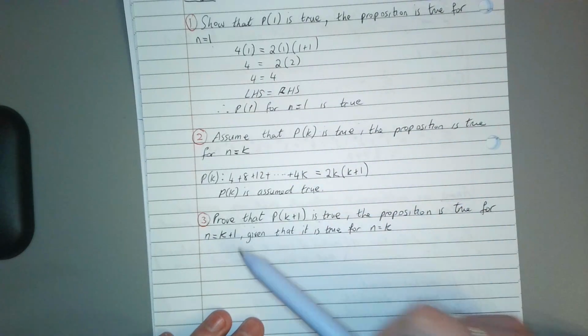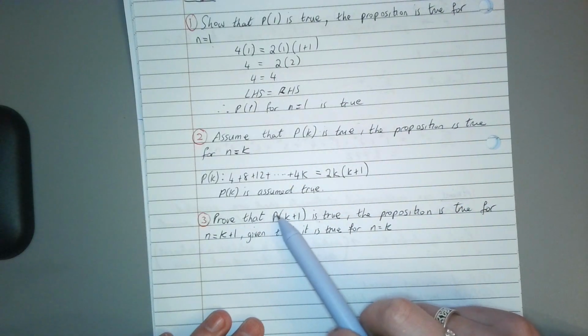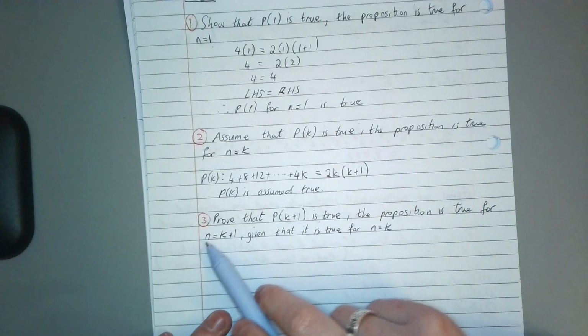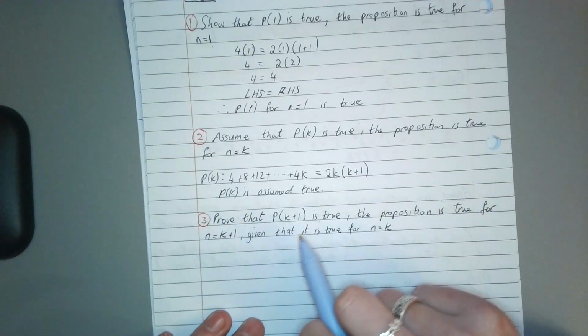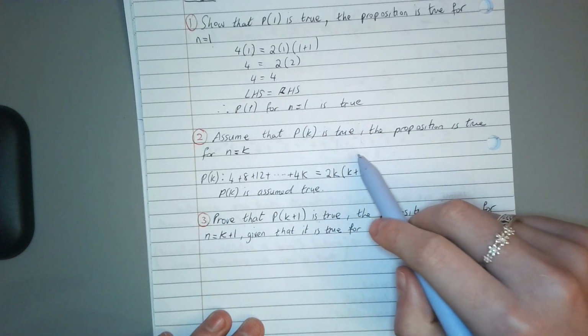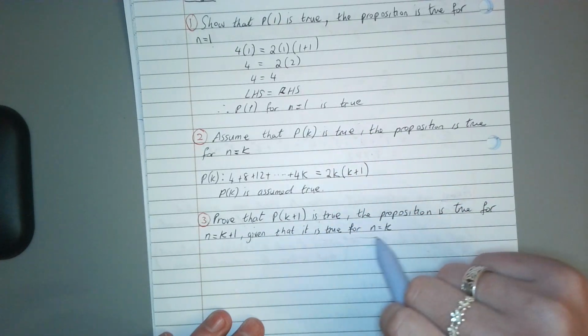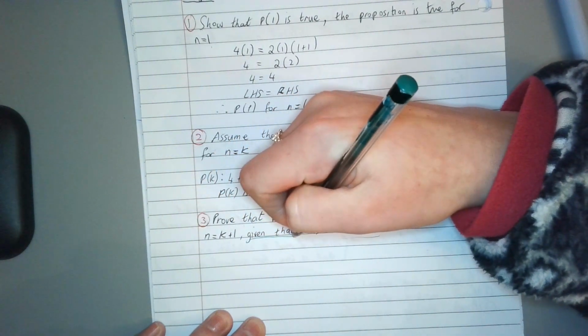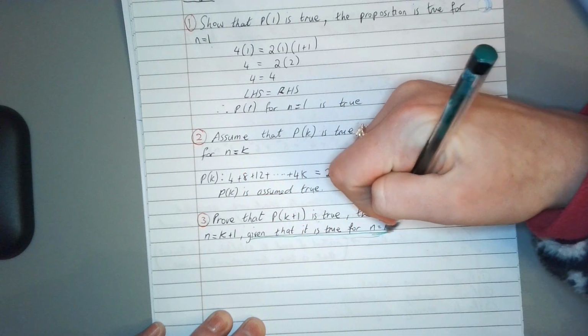Okay, so we have proved that the proposition of k plus 1 is true, or the proposition is true for n is equal to k plus 1, given that step 2 is assumed true as well. So that part's really important here. I might underline that bit: given that it is true for n is k. Okay, that's a really important part.